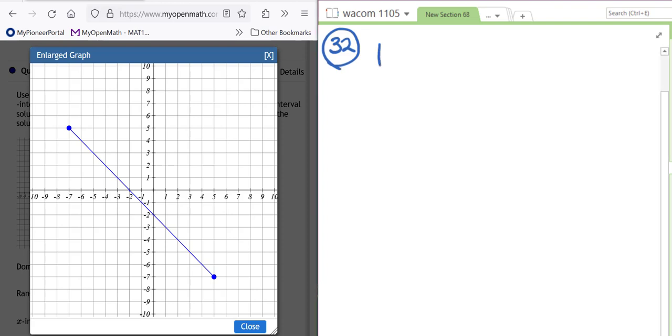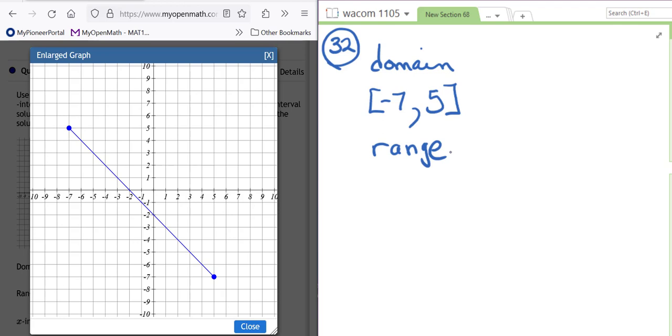All right, so domain. All right, your leftmost point, -7, and it's a solid circle, so -7. The rightmost point is 5, and it is a solid circle, so a bracket. All right, that's domain. Range was next. All right, lowest point, so -7, and you're touching it. And highest point is 5, and you are also touching it. So our domain and our range were actually the same.